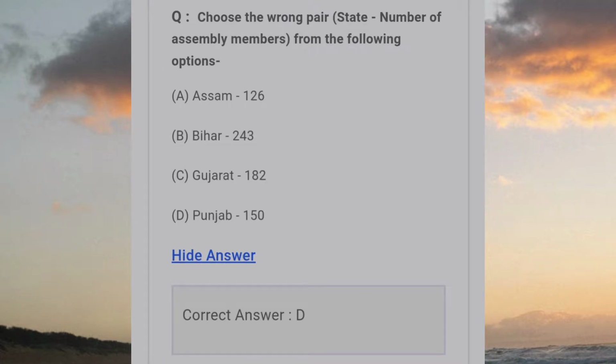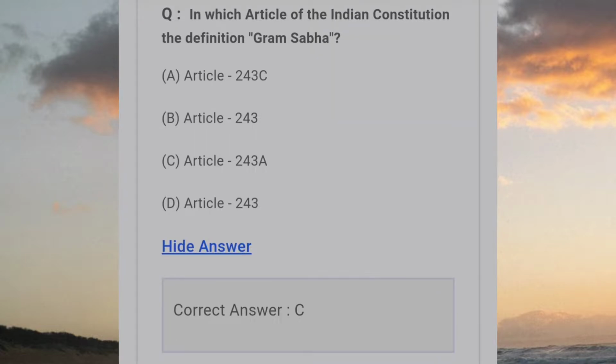Choose the wrong pair. State number of assembly members from the following options. Answer D. Punjab 150. In which article of the Indian Constitution is the Gram Sabha defined? Answer C. Article 243A.